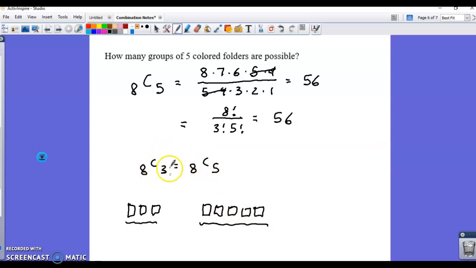It will always be that way as long as the 3 and the 5 add up to that first number. So if I ask you 12 choose 4, what's that the same as? Well, that's the same as 12 choose. How many would you need to make 12? 8. Those two are equal. This will come in handy when you have bigger numbers and you don't want to do the big numbers.